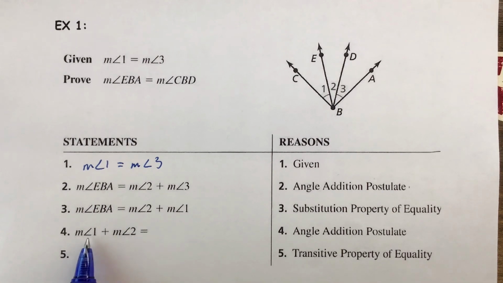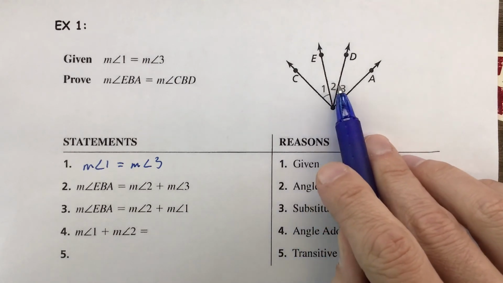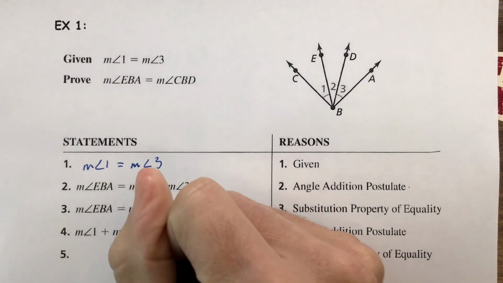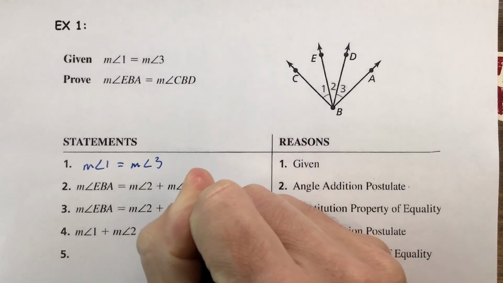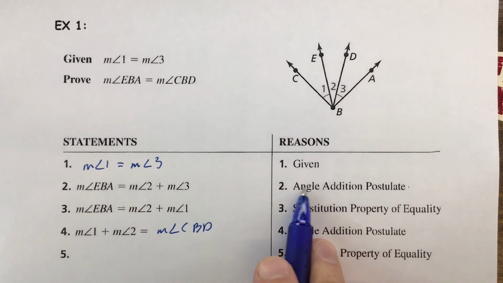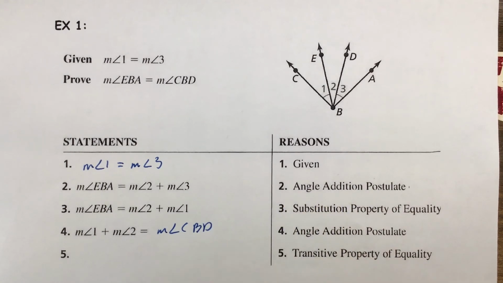What we want to say is that the measure of angle 1 plus the measure of angle 2 in the picture over here is actually the measure of angle CBD. That's equal to the measure of angle CBD. And that is the angle addition postulate. Once you see the reasoning that goes with it, it might remind you of what we did in line 2, okay? All right, but now here's the really neat thing.